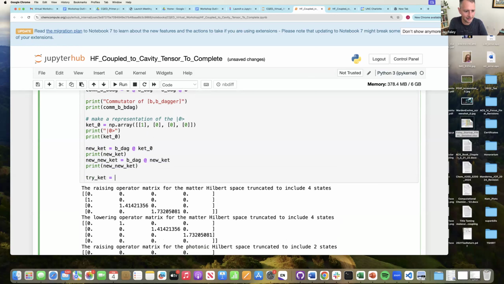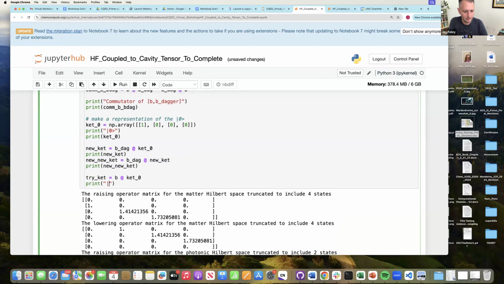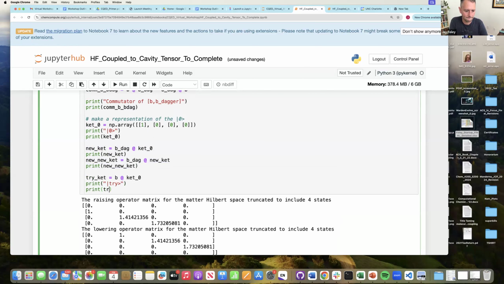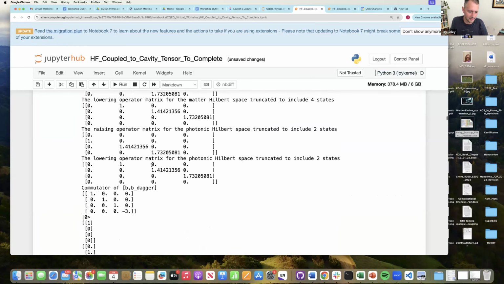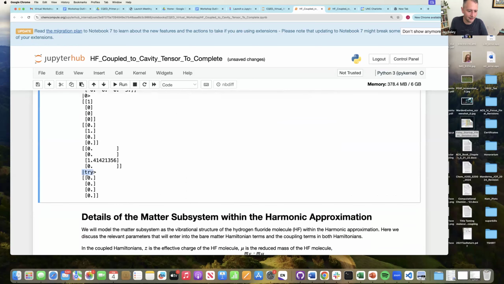So I'll say try ket is equal to b at ket 0, and print try. And this is the last thing: try is all zeros. What happened? I tried to lower the 0 ket, and you can't lower the 0 ket, so we just get an array of zeros.